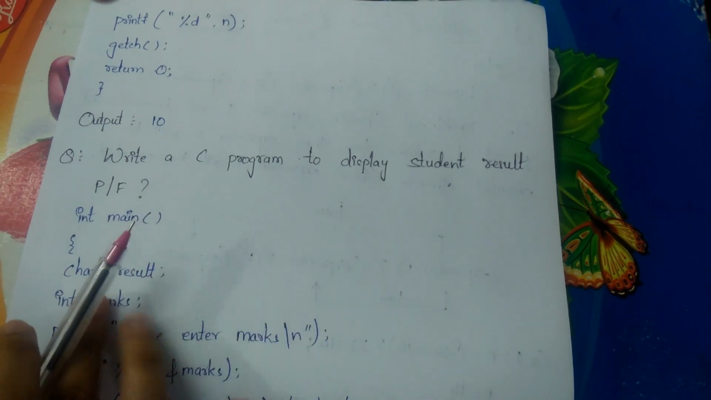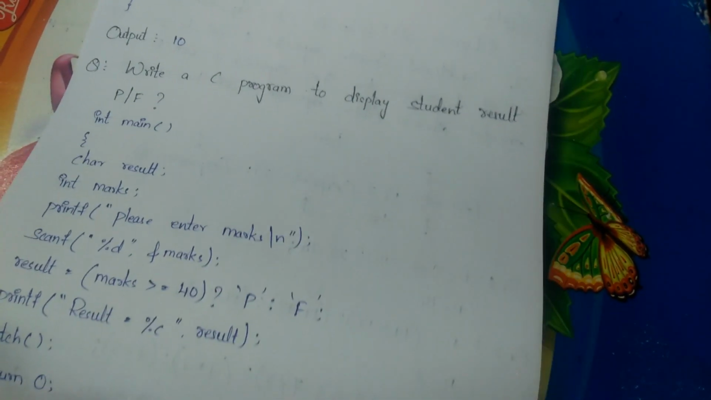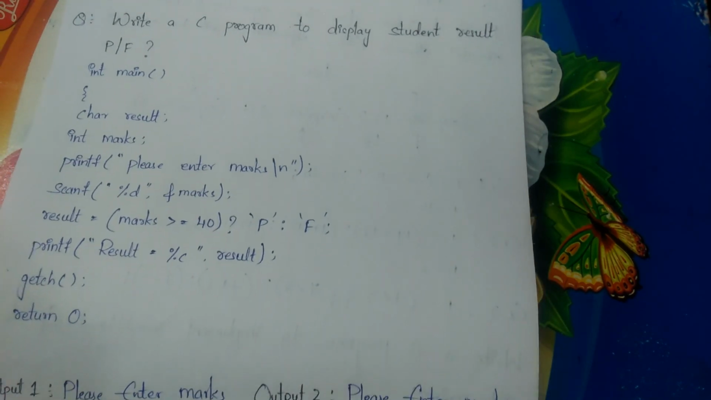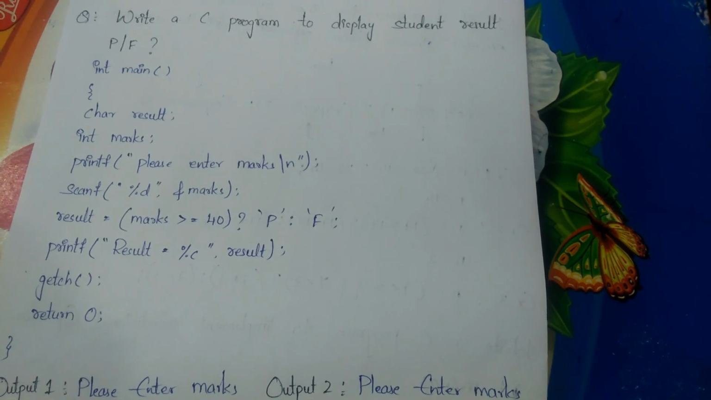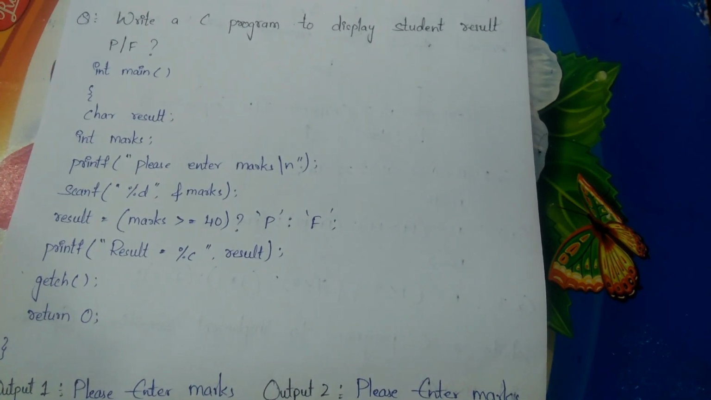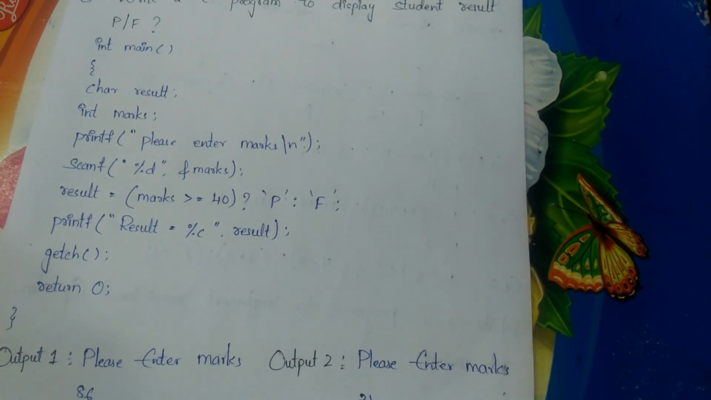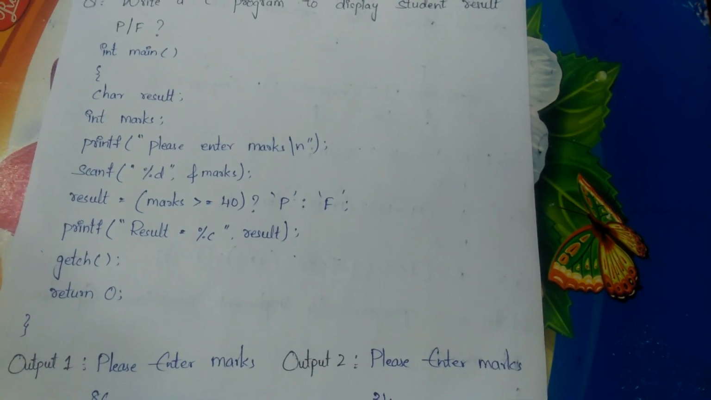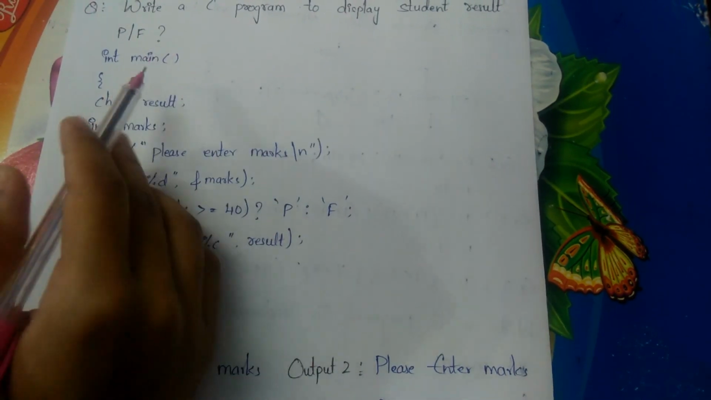Now let's see one more program based on the conditional operator. Write a C program to display student result. In the student result we will show whether the student has passed or failed. For that we have to write a C program using the conditional operator. Before this we have to include the header file. Then it starts with the main function.